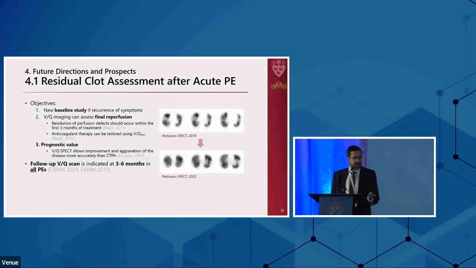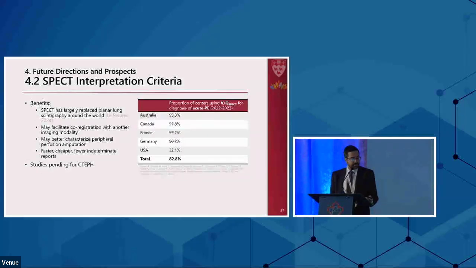We're not sure exactly what the prognostic value is, but it is important to know. There may eventually be some anticoagulation therapy that can be tailored based on the results of the VQ SPECT in patients who have persistent typical defects secondary to chronic thromboembolic disease. In Canada and the rest of the world, we're all doing SPECT. The only outlier is the USA, but hopefully they'll catch up now that they have approval of Technegas.